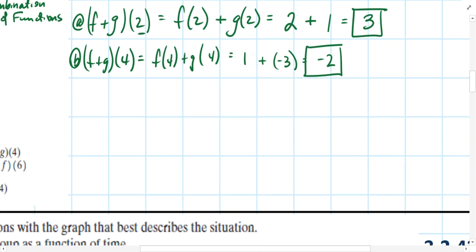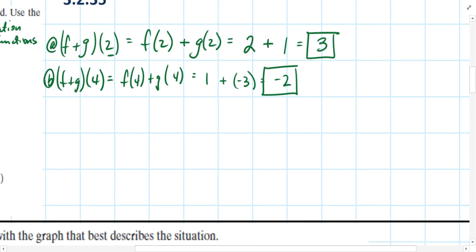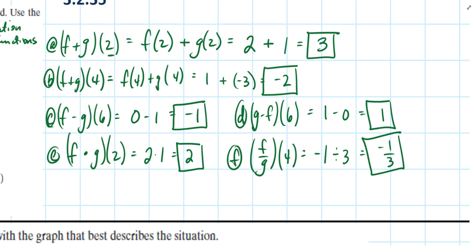So I would recommend that you try these on your own. Please pause the video and resume playback in a moment to check your work. And I think these are pretty fair solutions for C, D, E, and F.